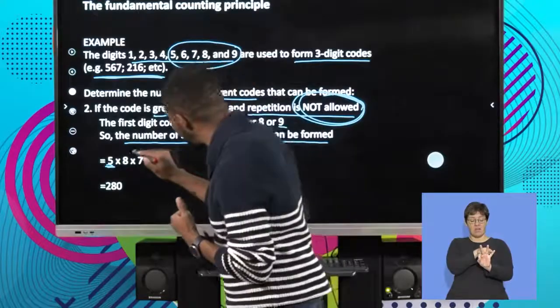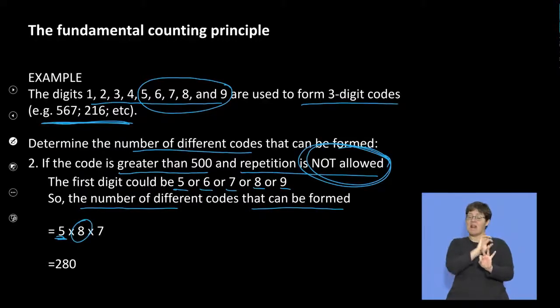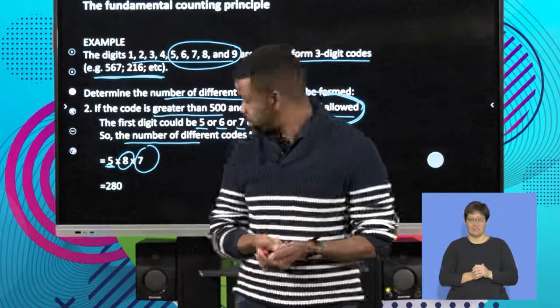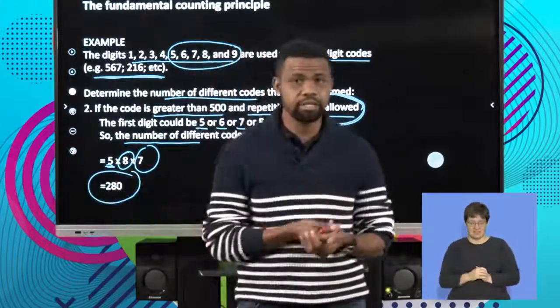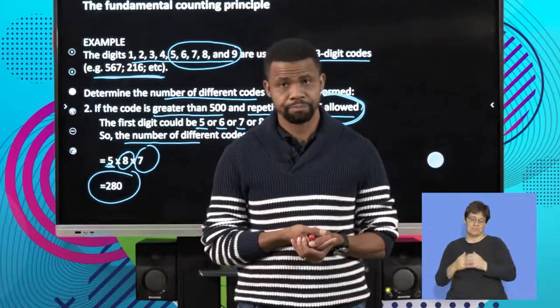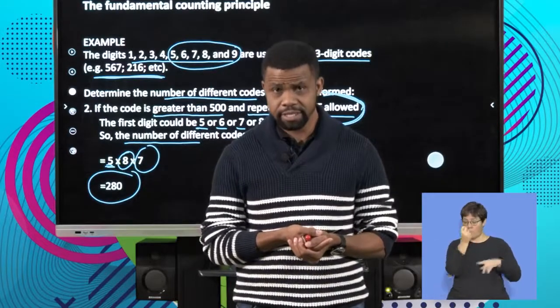So I only have 8 left because no repetition is allowed. We've chosen 1 digit from the 9, so we can use 8. Are we together? Then the last position, we have what? We're left with 7 choices because the first position is taken and the second position is taken, so we multiply by 7. If we multiply 5 times 8 times 7, we get 280 passwords that can be formed. Fantastic. Hope this makes sense.